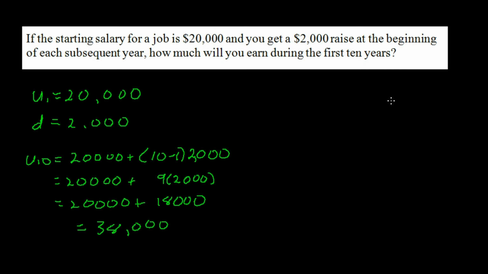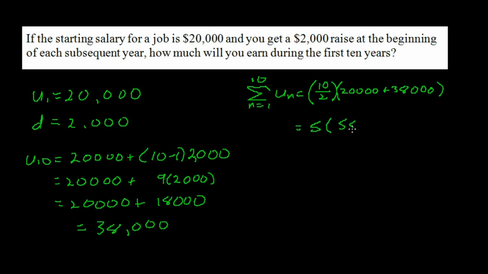Now to find the 10th partial sum, we're going to use our partial sum formula. So that's the sum of the first term to the 10th term of our sequence, u sub n, is 10 divided by 2 times the first term, which is 20,000, plus the last term, which is $38,000. So we have 5 times 58,000, which is $290,000. So if you add up the salaries over 10 years, you'll have made $290,000.